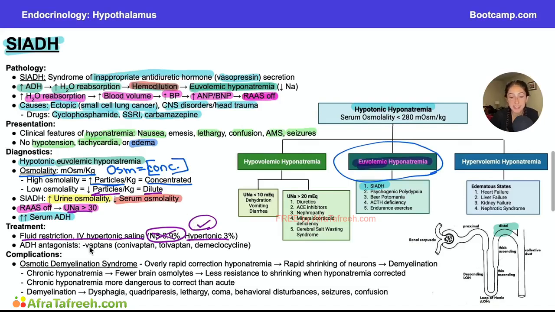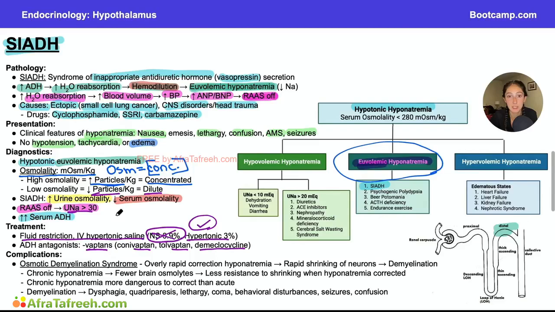Additionally, when we treat SIADH, we do have some pharmacologic agents available. These are going to be our Vaptans. So our Vaptans, Conivaptan, Tolvaptan, you get the idea. These are going to be our ADH antagonists. So these are going to go to the receptor where ADH is working, and they are going to make sure that ADH cannot do its job. Finally, there's demeclocycline, which actually can induce diabetes insipidus. So I always kind of think of it as the opposite of SIADH, but demeclocycline can also be used to treat SIADH as well.